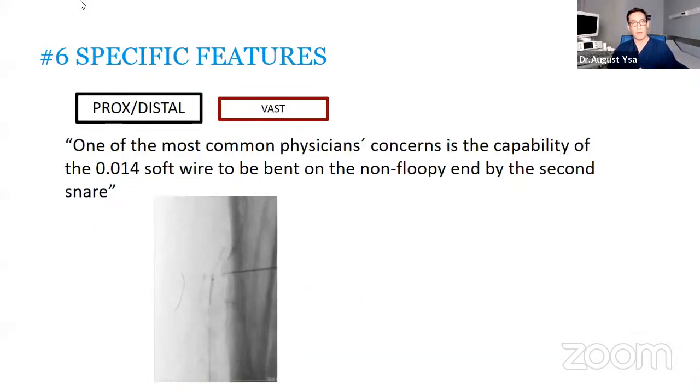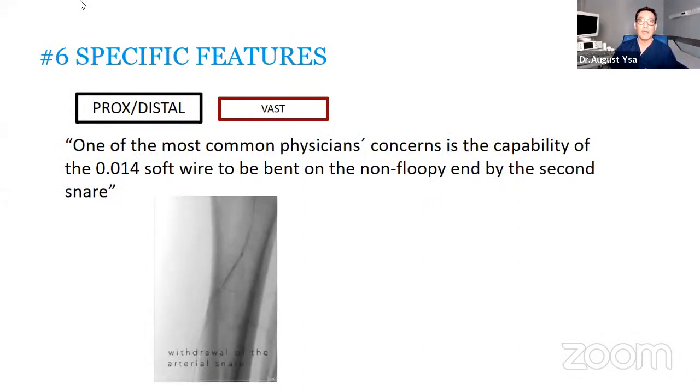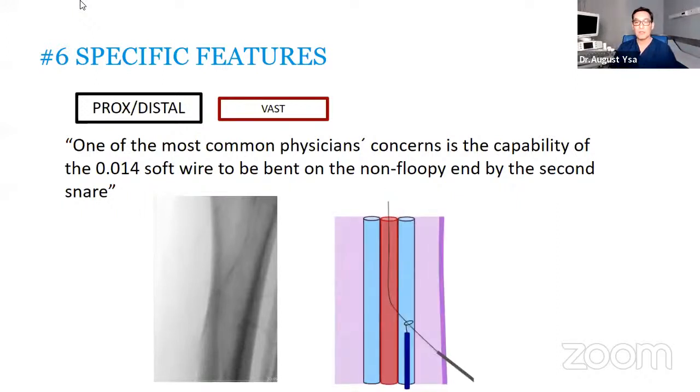Another common question with regards to the VAS technique is if the 014 wire in the non-floppy area can be bent by the second snare. To be honest, we never had any issue, but if you are concerned about that, you can always use a support catheter in order to reverse the position of the wire, and then you can catch the tip of the wire at the floppy side with the second snare.